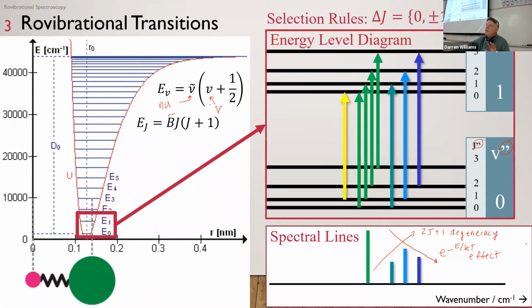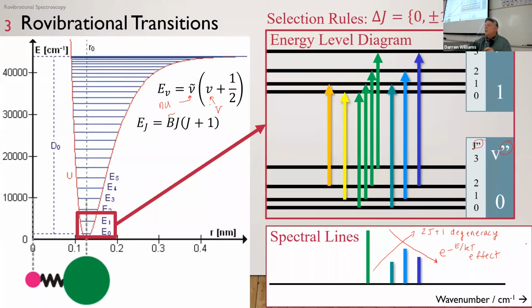And I've drawn this yellow because that's red shifted from the green, okay? So this is a shorter arrow than the green arrow, and so it's going to show up to the left of the green. And the next one is from 2 to 1, and it's even shorter than the yellow arrow.